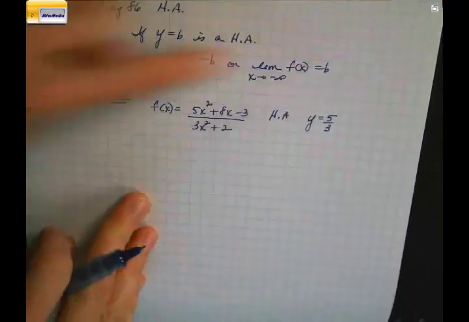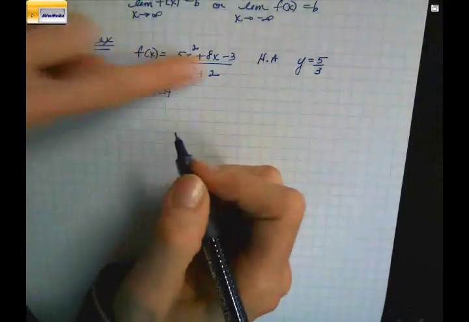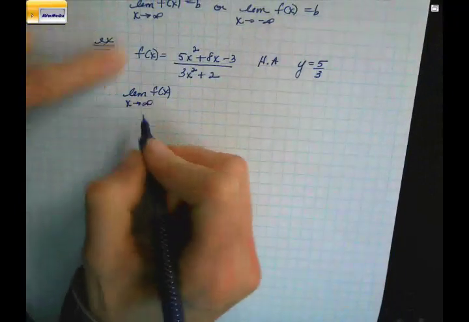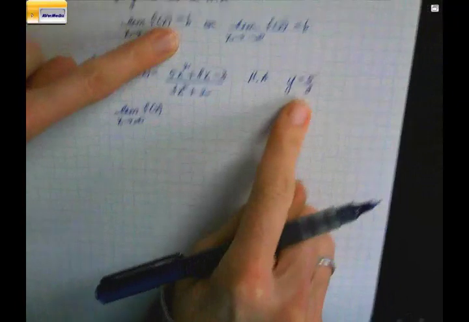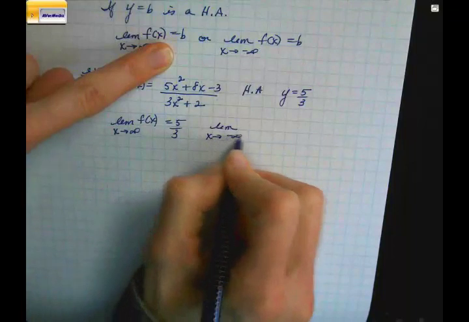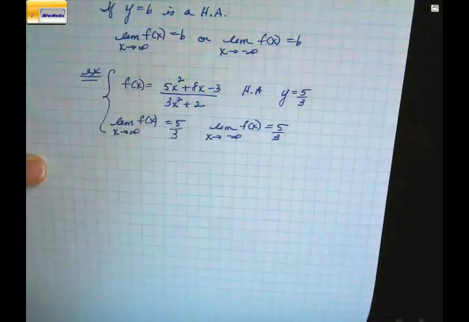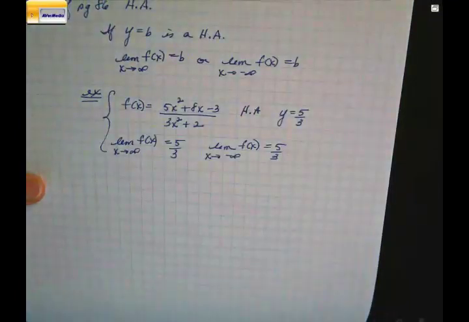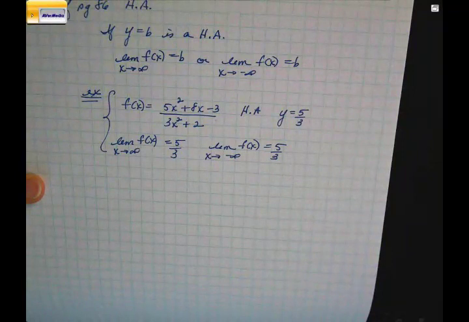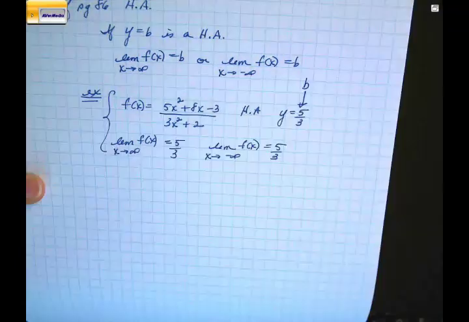So, by this definition, we would say the limit of this f of x, this big old 5x squared mess, as x approaches infinity is b, where b is the number 5/3. Or the limit as x is approaching negative infinity of this f of x is 5/3. This is an application of that definition of a horizontal asymptote, where y equaling b is like y equaling 5/3. This is the letter b in the definition.